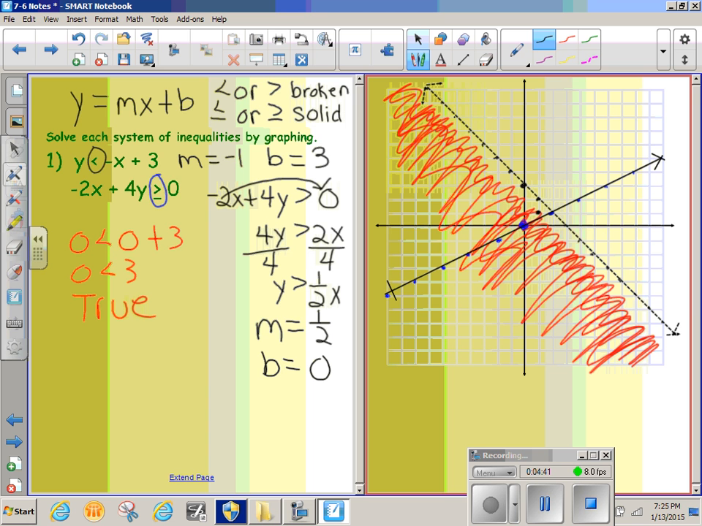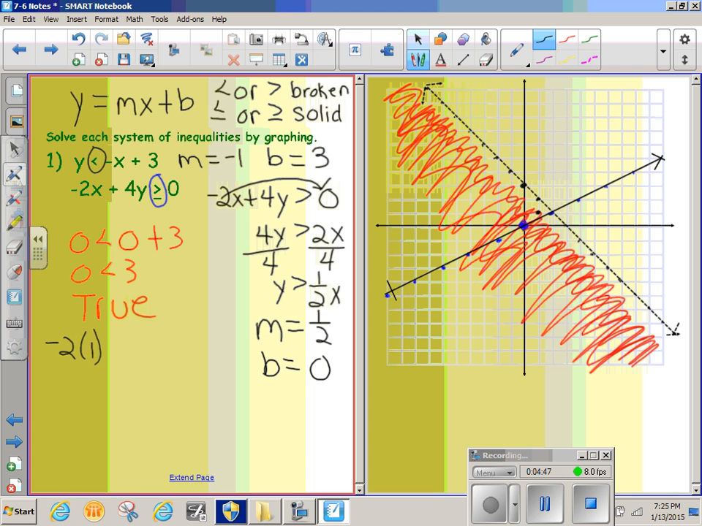So when I go back and I substitute it in, then I'll have -2 times 1 plus 4 times 1 is greater than or equal to 0. So we have to see if that's true or if it's false. -2 plus 4 is greater than or equal to 0. 2 is greater than or equal to 0. That is a true statement. Therefore, I'm going to shade above the line.